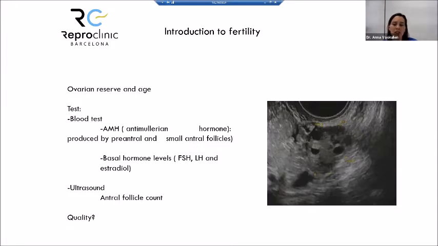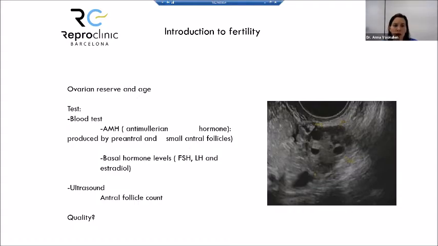FSH stands for follicle stimulating hormone. And it's like the fuel of the ovaries, I always say. So if the ovaries need more fuel, it means that probably they're not working correctly. So the lower the FSH levels we have, the better, okay, within a range, of course.